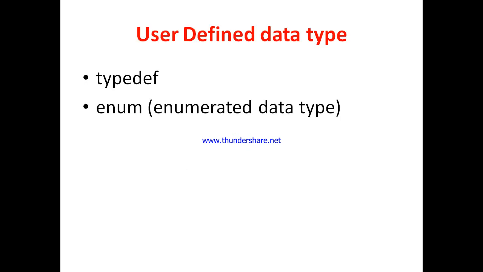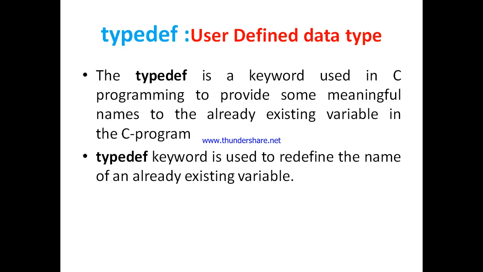Now in C language there are two types of user defined data type. One is typedef and another is enum, meaning enumerated data type. Today we have to see the typedef data type. Now what is typedef? Typedef is a user defined data type.